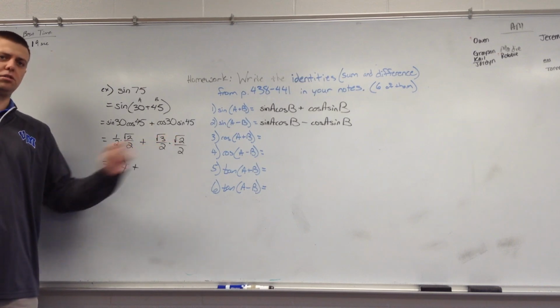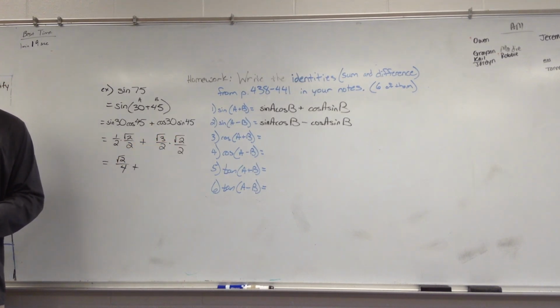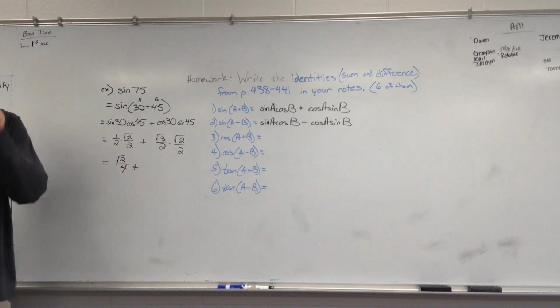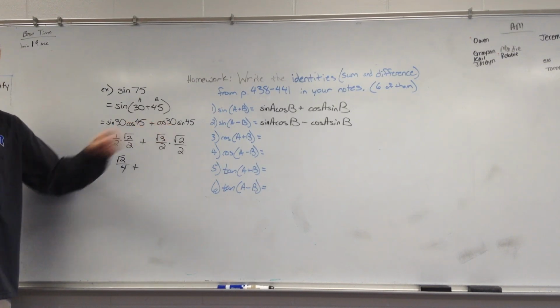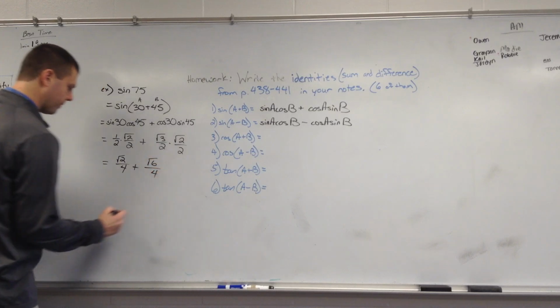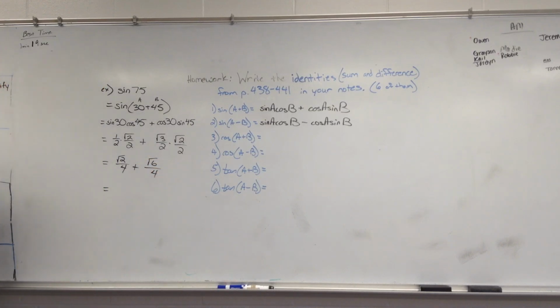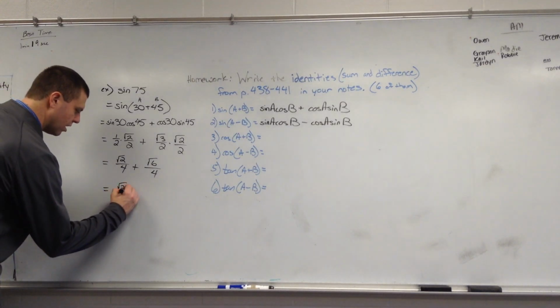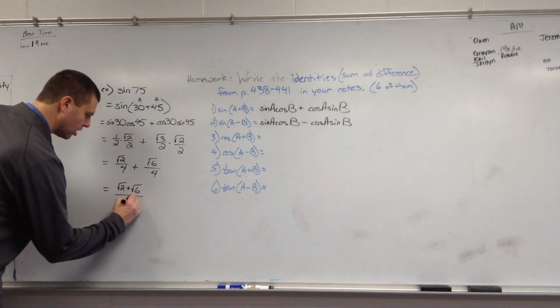Root 3 times root 2. Can you multiply the 3 and the 2 together? Yes, because they're both underneath the square root. So root 3 times root 2 is root 6 over 4. They nicely have a common denominator, so I can write my answer as a single fraction. The square root of 2 plus the square root of 6 all over 4.